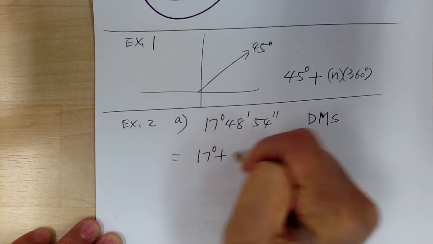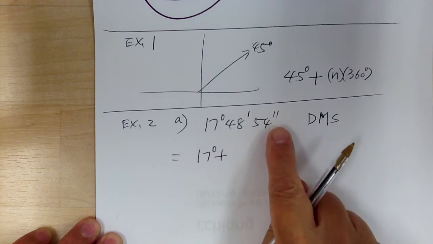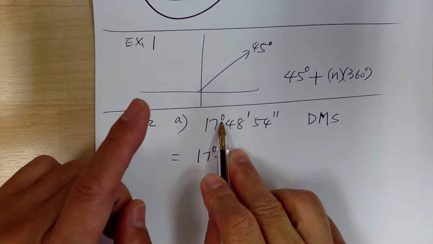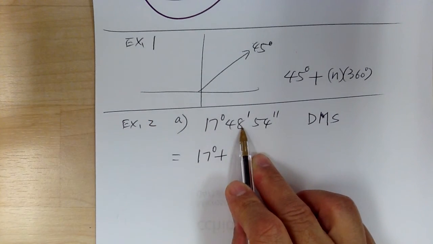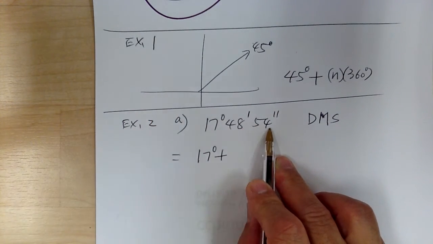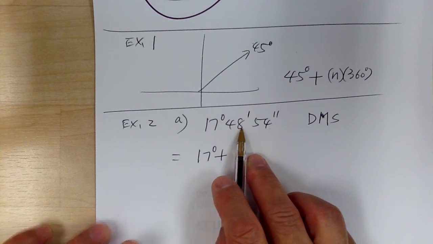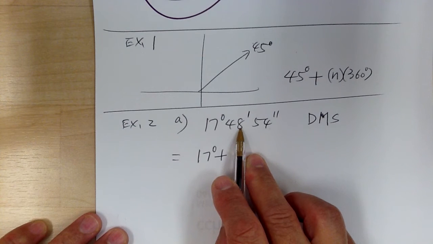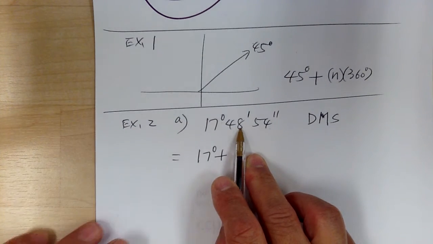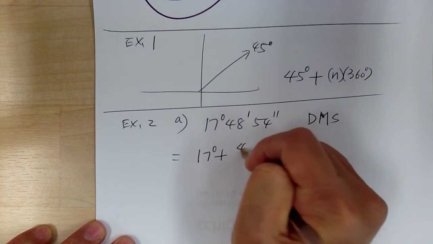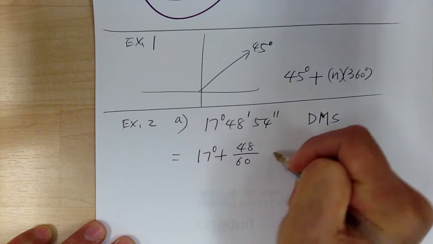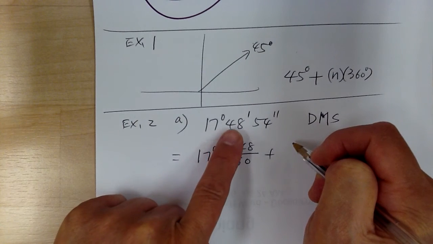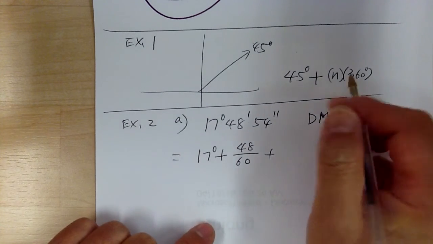So 17 degrees plus, now this is just like the clock, the time. Degree is like an hour, minutes are like minutes on the clock, seconds are like seconds on the clock. If you're going to convert 48 minutes into hours, you divide by 60, right? So 48 divided by 60, because there are 60 minutes in an hour. Same thing, there are 60 minutes in a degree.